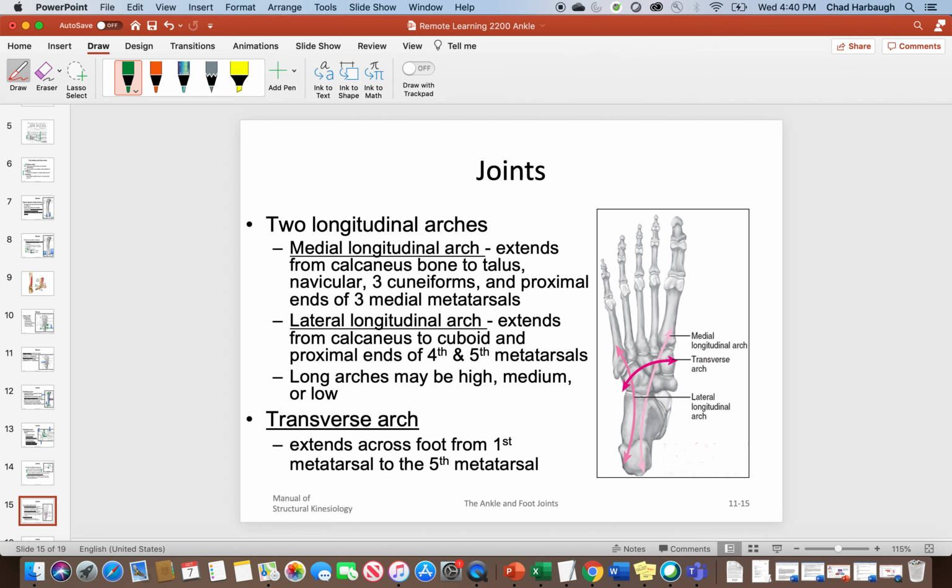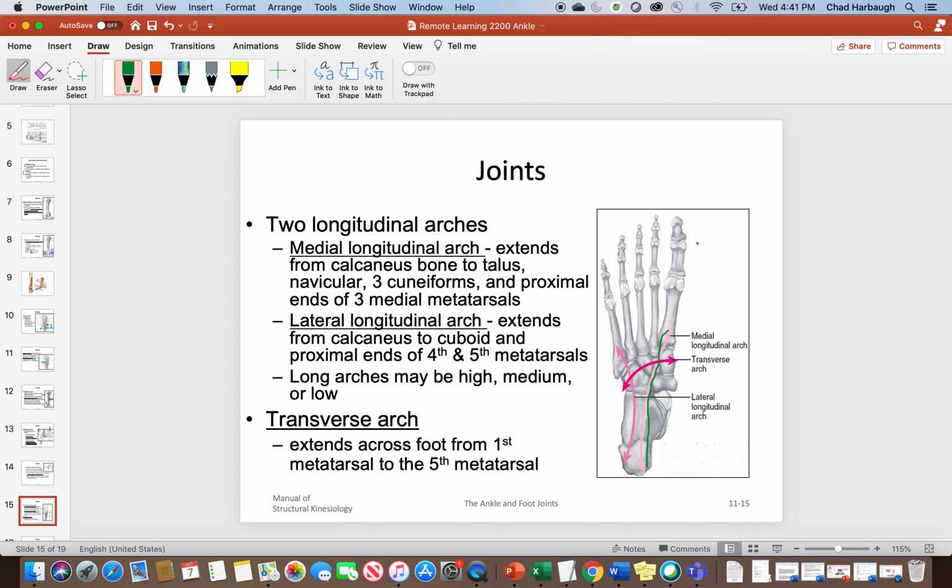Moving on to the arches, when we look at the medial arch in this illustration, we can see that it is going to start in the back here at the calcaneus. It's going to run through the talus, and then it's going to make its way past the three cuneiforms, and eventually, what we're going to see is the medial longitudinal arch is going to end at the metatarsal. The primary function of the medial arch, it's important for shock absorption.